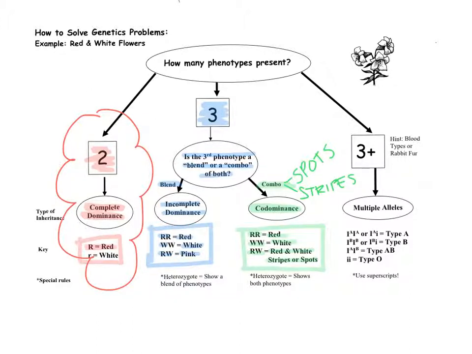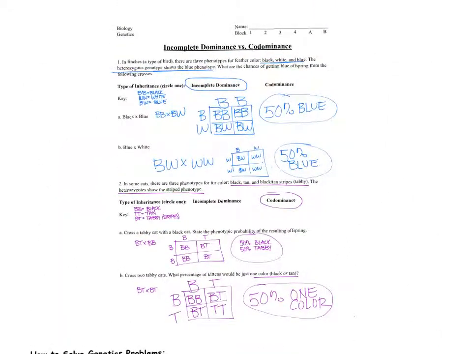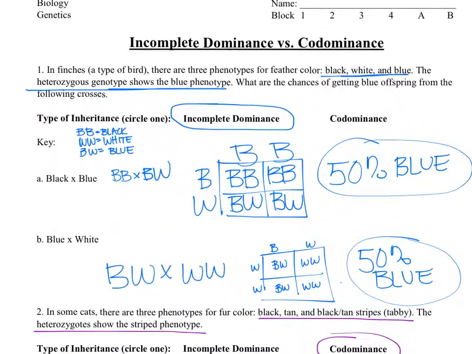If you flip in your packet to the next page, there are a couple of sample problems that we did together as a class. This first problem says, in finches, a type of bird, there are three phenotypes for feather color: black, white, and blue. The heterozygous genotype shows the blue phenotype. Because that third phenotype is like a blend, that's how we know that this is incomplete dominance. So you would write out your key, all capital letters, two different capital letters, so two big B's black, two big W's white, a big B and a big W is blue.